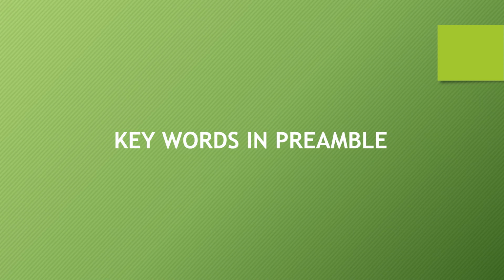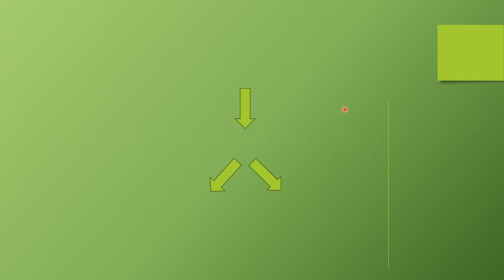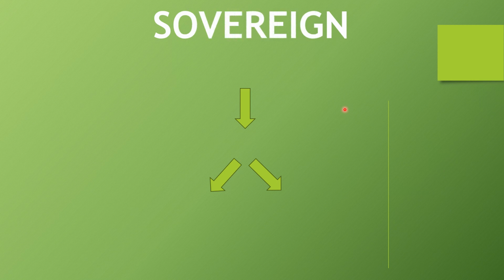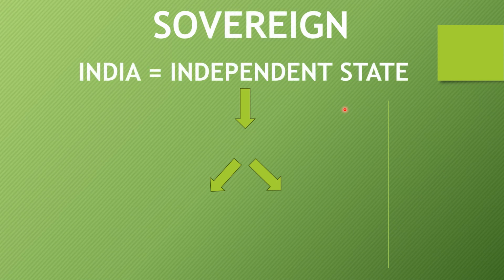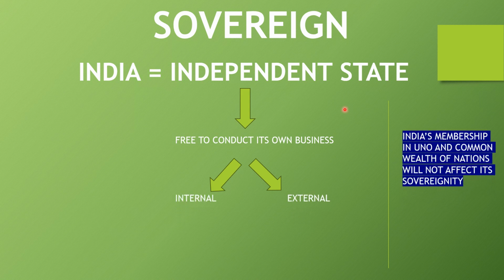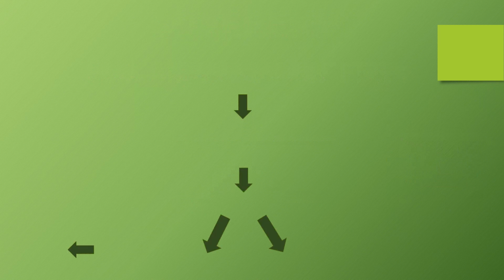Now let us discuss the key words in the preamble. So the first keyword is sovereign. Sovereign is nothing but it says that India is an independent state. That means it is free to conduct its own business, that is internal business as well as external business. And there is an exception, that is India's membership in United Nations Organization and Commonwealth of Nations will not affect its sovereignty.